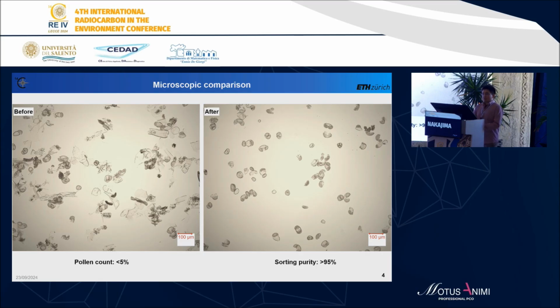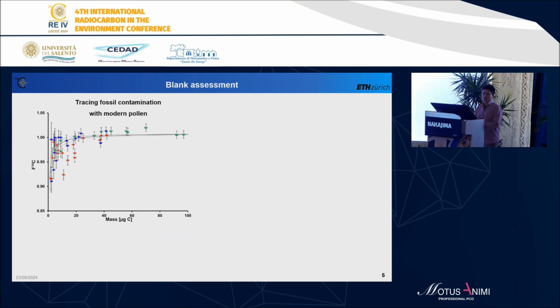Because of the small sample sizes, we have to do a blank correction, and for the blank assessment, we've included processing standards alongside normal samples for the entire procedure. So here we are tracing the fossil contamination with modern pollen. Each color represents a different processing batch from which I've subsampled several samples with the flow cytometer.